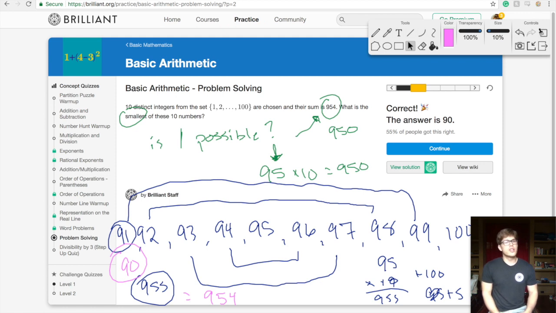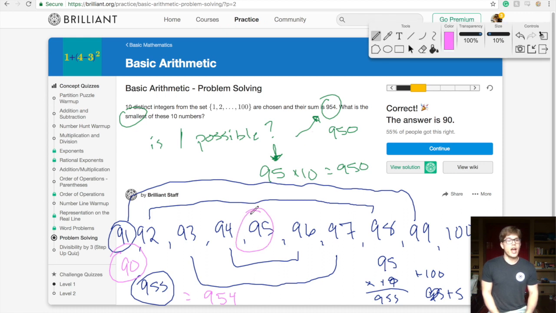Excellent. So I might have gone a little bit fast on this problem, but I hope you can see what I was thinking and how I solved it. I saw that our total sum was 954, so I constructed my 10 numbers centrally around 95. Whenever I summed these 10 digits, we saw that it was 955, which is one larger than our desirable answer. And so I just took our smallest number and subtracted one off of it. So our sum would be what we desired, and our smallest number is now 90.